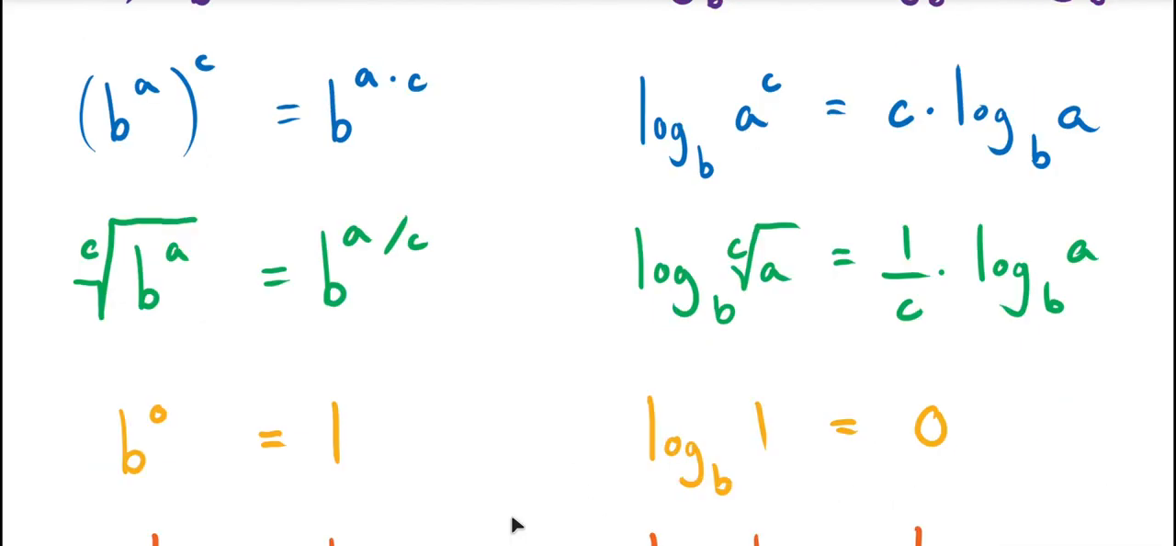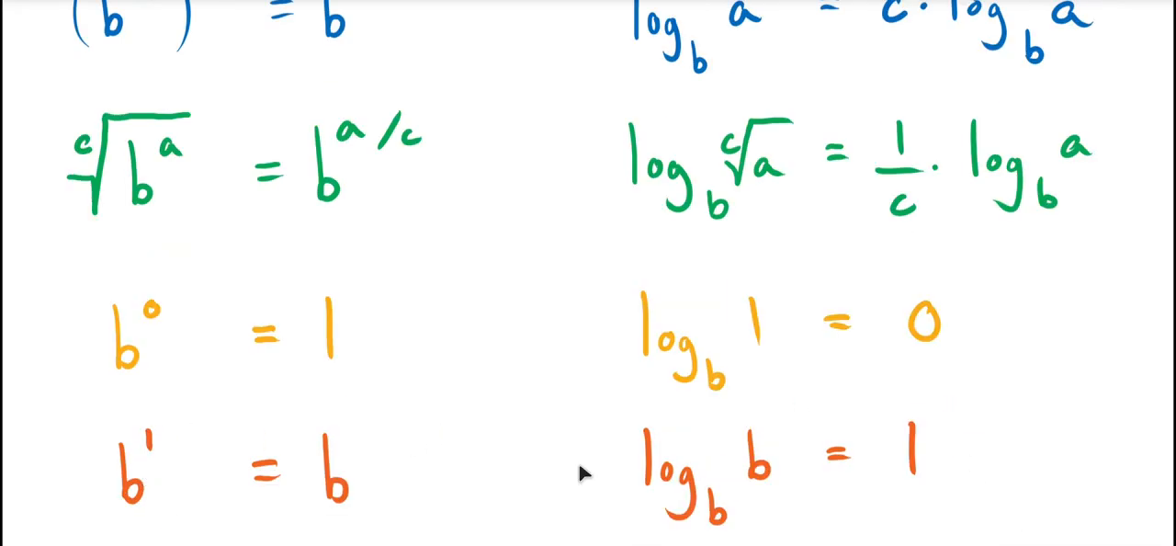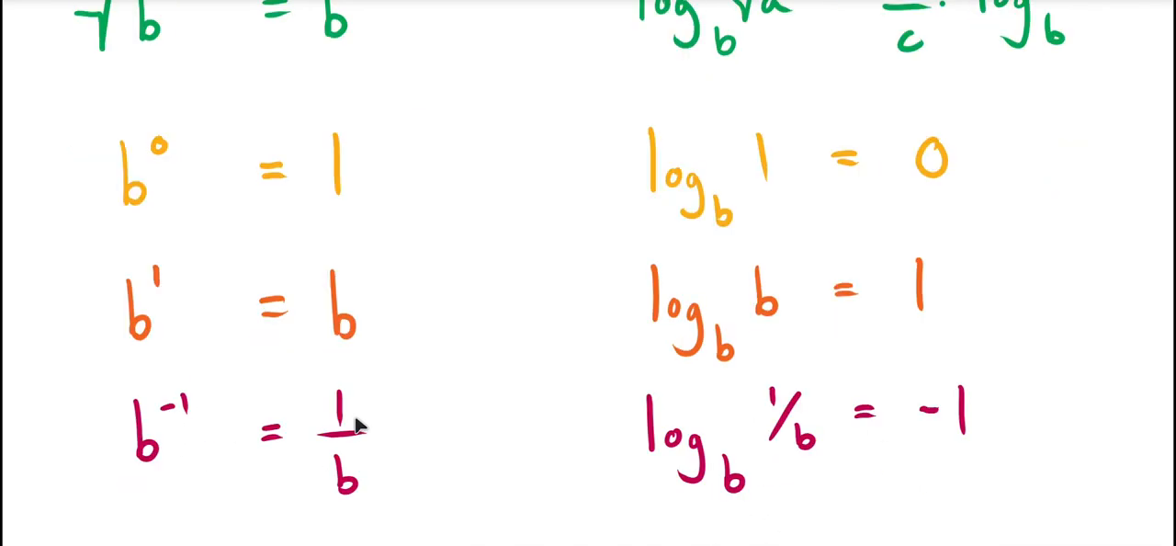Let's now look at some special cases. If we have b to the power of 0, that's a 1, and likewise log base b of 1 is always 0. Similarly, b to the first power is itself, and log base b of b is in fact 1. b to the minus 1 is equal to 1 over b. And likewise, log base b of 1 over b is equal to minus 1. See if you can see why this is exactly just applying this special property and our log of a quotient rule that we saw before.